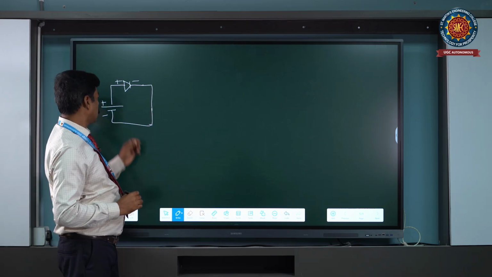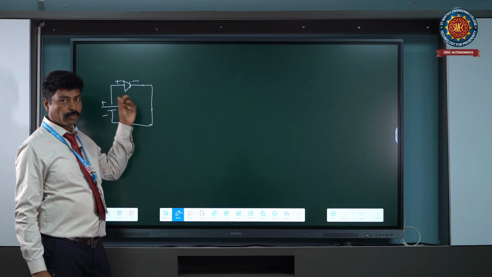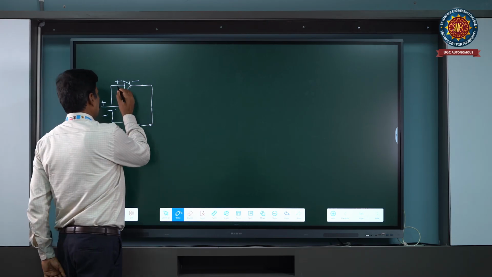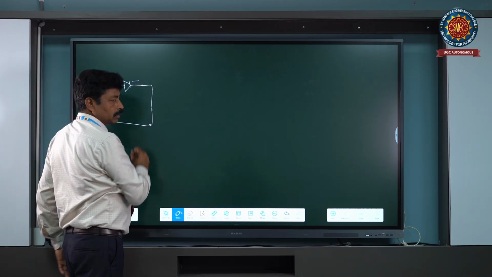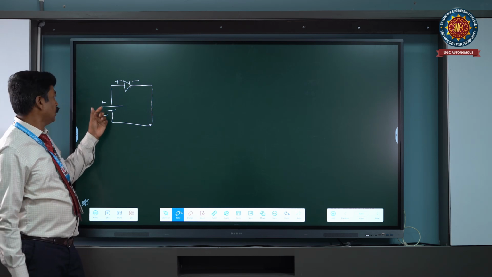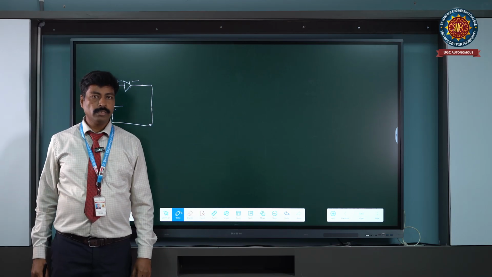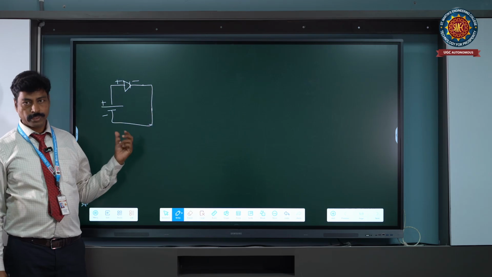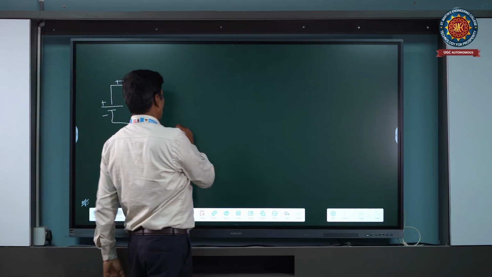In forward bias, the diode is in the on condition. The other one is reverse bias. Reverse bias is when the diode's positive is connected to the battery's negative, and the diode's negative is connected to the battery's positive. That is called reverse bias. So the forward and reverse bias give the on and off conditions, and the diode acts as a switch.